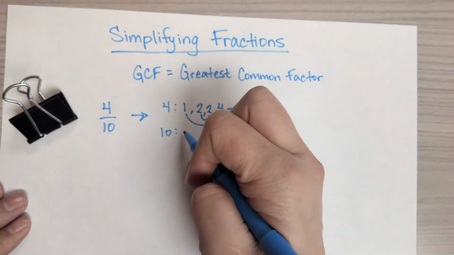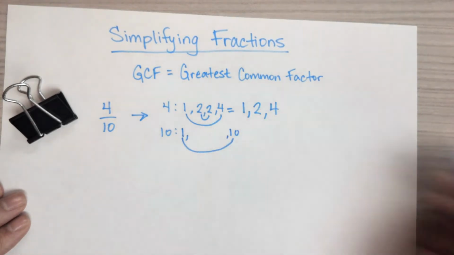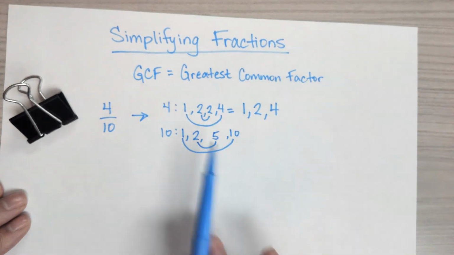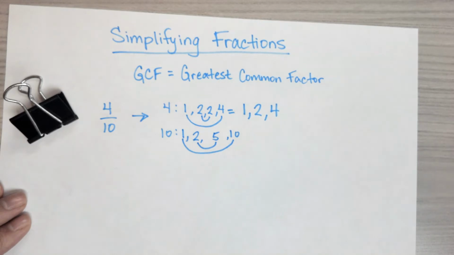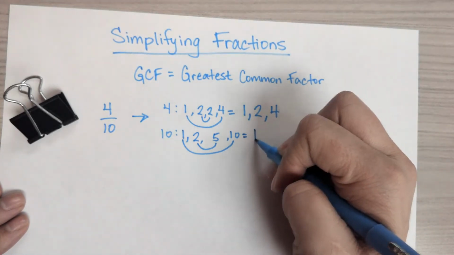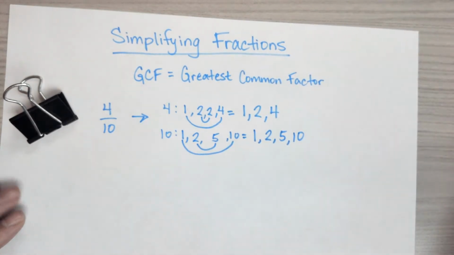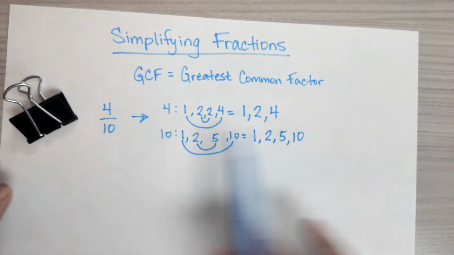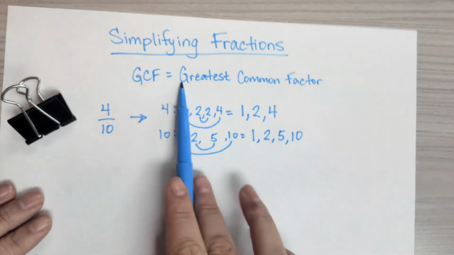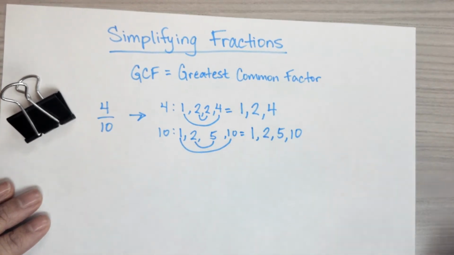What about for 10? Well, for 10, we have 1 times 10, and 2 times 5. We don't have anything else that would equal 10 if we multiplied it together. So our factors for 10 are 1, 2, 5, and 10. In order to find our greatest common factor, you might know what that means already just by the name: greatest. We're going to find the biggest number here that they have in common.